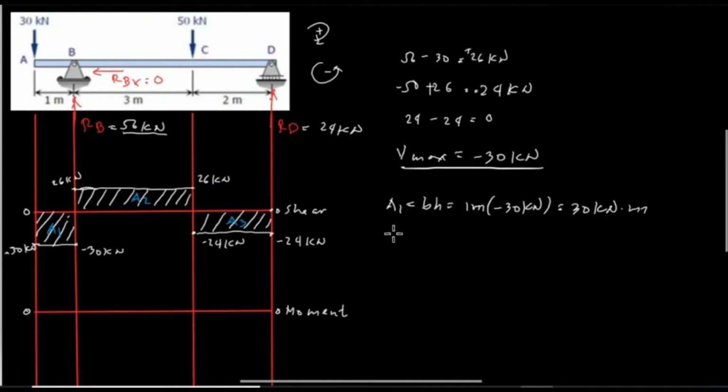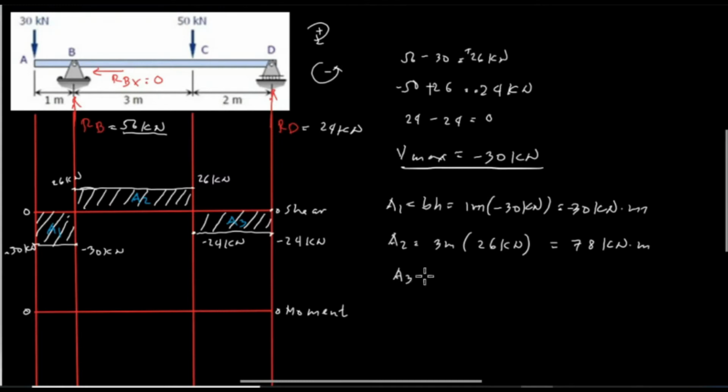So area 2 is the rectangular shape from B to C, and the base for area 2 is the length, 3 meters, and we multiply by the height of the shear force from B to C, which is 26 kilonewton, and it is positive. So 3 times 26 is equivalent to 78 kilonewton meter, and positive sign. So area 1 is negative, so negative 30 kilonewton meter.